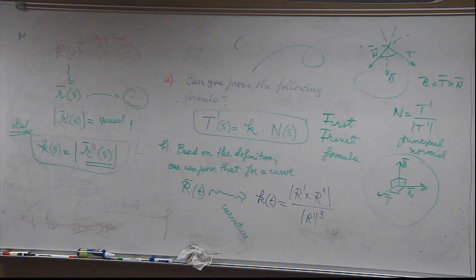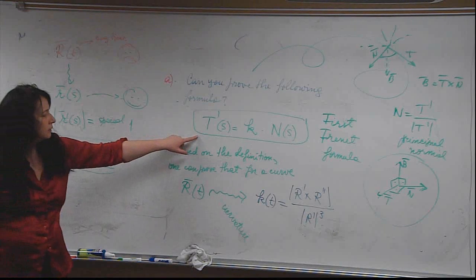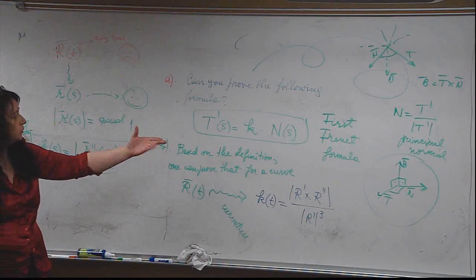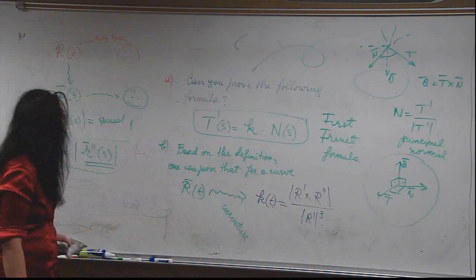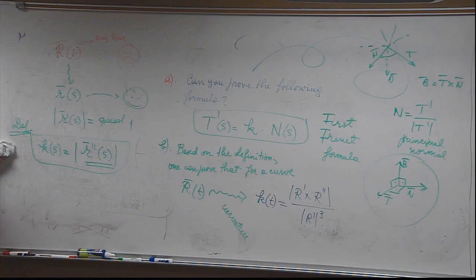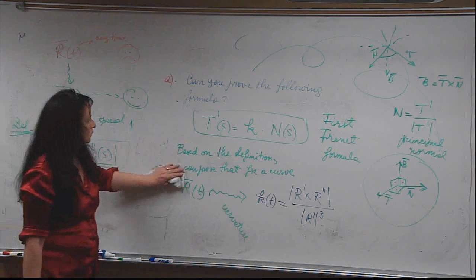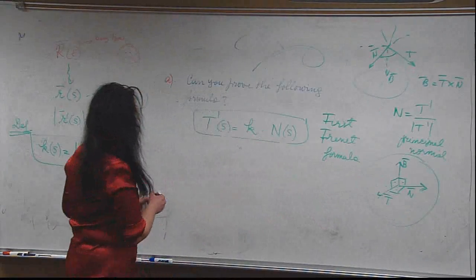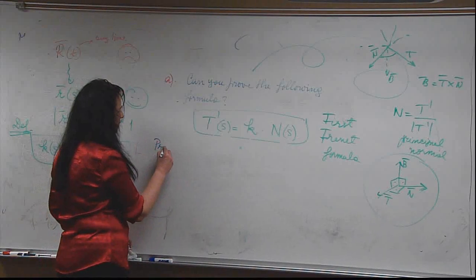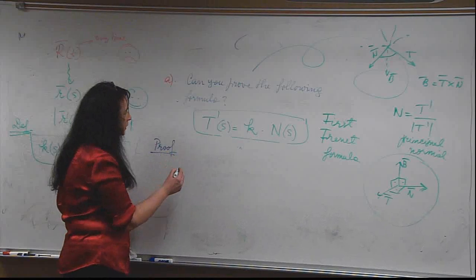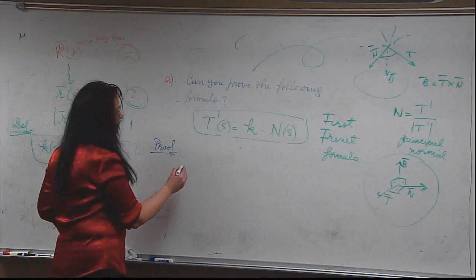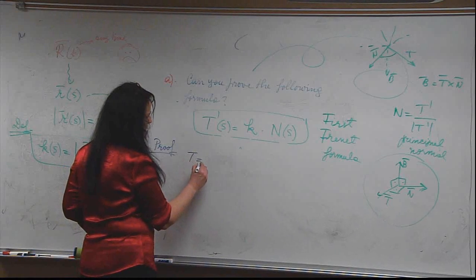So, is this hard? No, it shouldn't be hard, and you guys should be able to help me on that, hopefully. How do we prove that? Well, n is t prime over its magnitude. That's right, proof, and that's a very good start, what you're saying. So what were the definitions? Let me start from the definition of t.